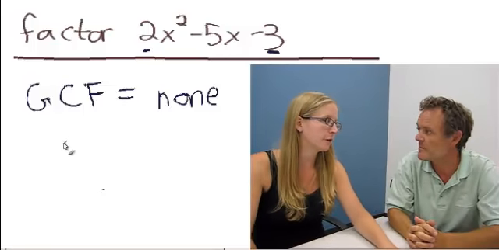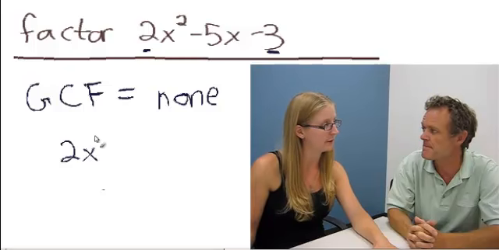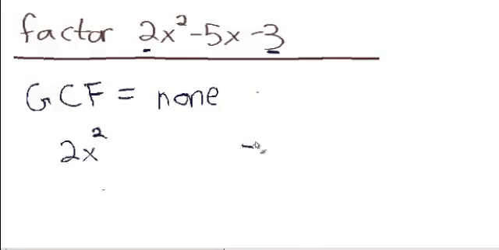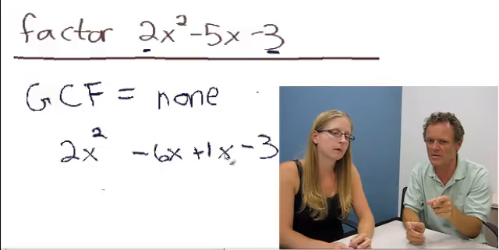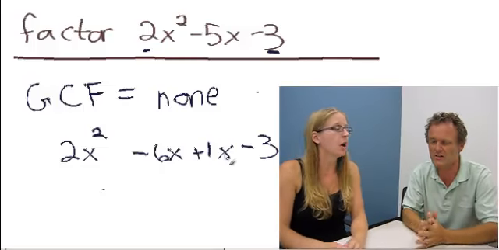With factor by grouping, the first term stays the same and the last term stays the same. You're rewriting the question, so I've got the 2x squared and then the negative 3. It's the middle term that we change. The two numbers you came up with were negative 6 and positive 1, so negative 6x plus 1x, which gives me the negative 5x. Does it matter which way around they go? No, that's just what I wrote first.